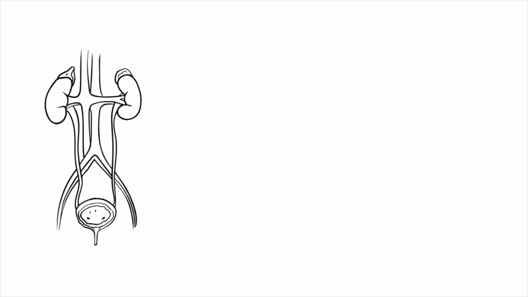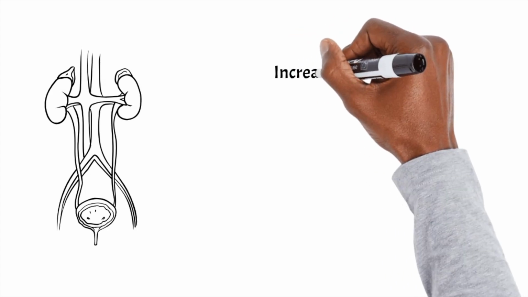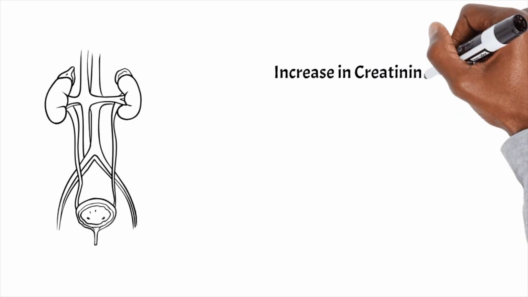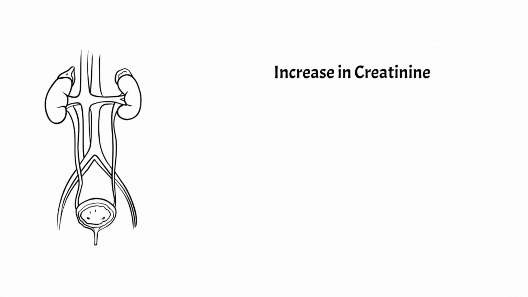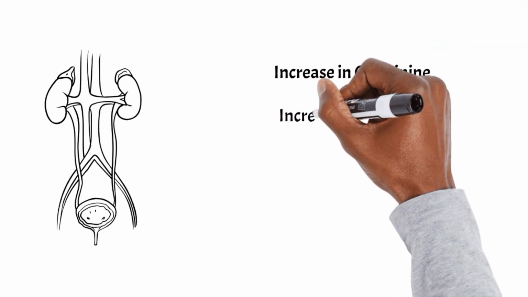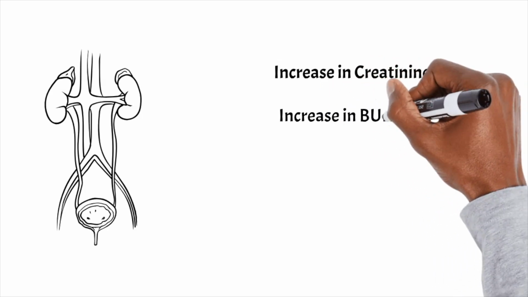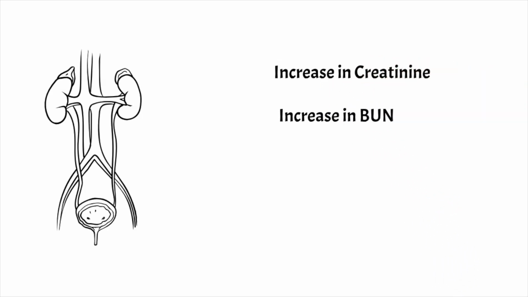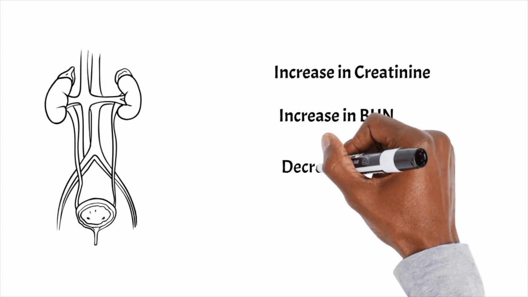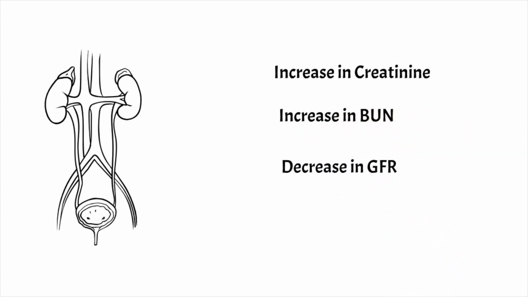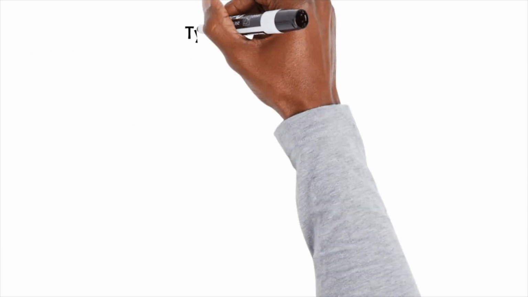health problems. The diagnosis of renal failure can be made by monitoring blood tests and urine output. An increase in the blood test known as creatinine indicates that the kidneys are starting to fail. Monitoring other kidney function blood tests, such as an increase in your blood urea nitrogen, also known as BUN, and a decrease in the kidney's glomerular filtration rate, also known as GFR, can also indicate damage to the kidneys.